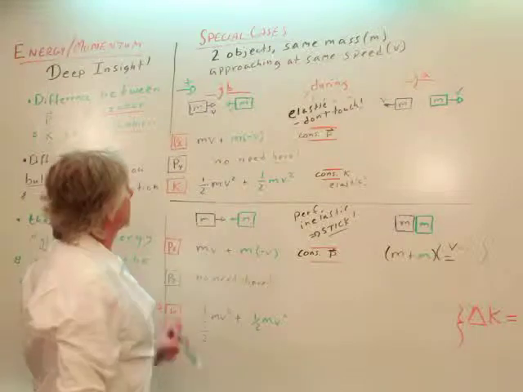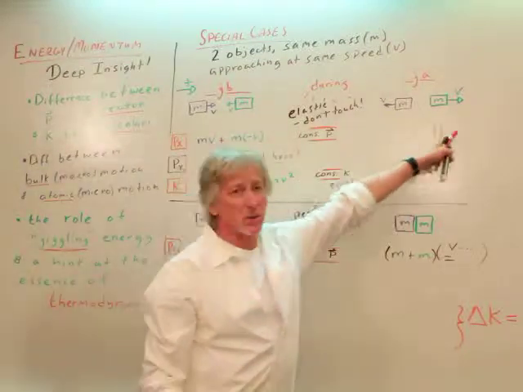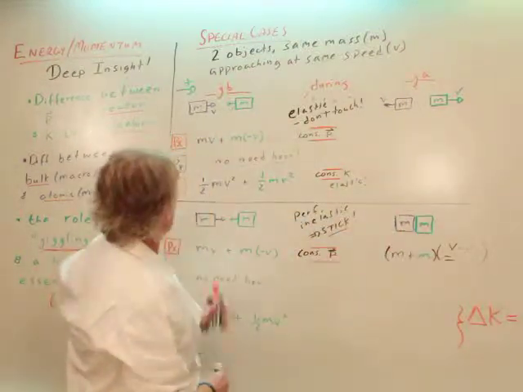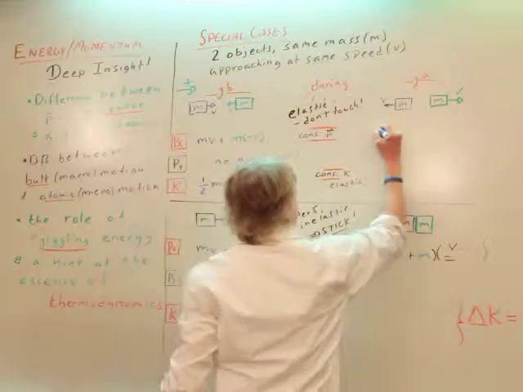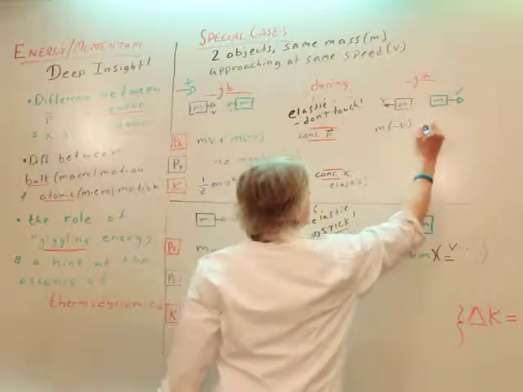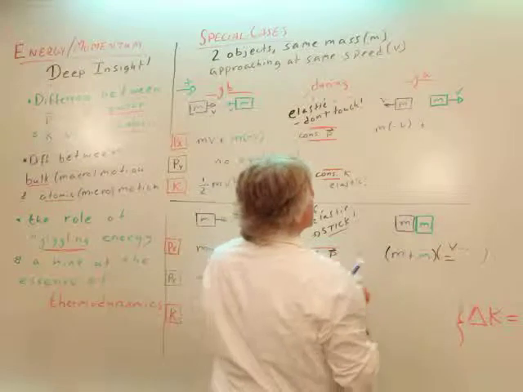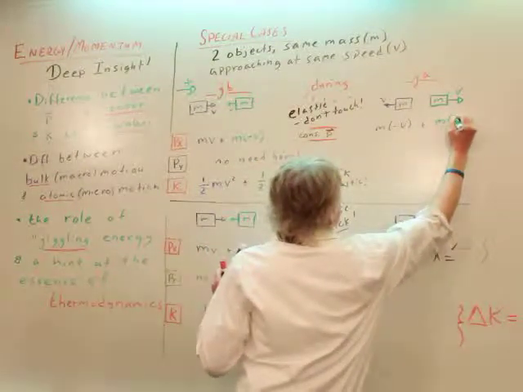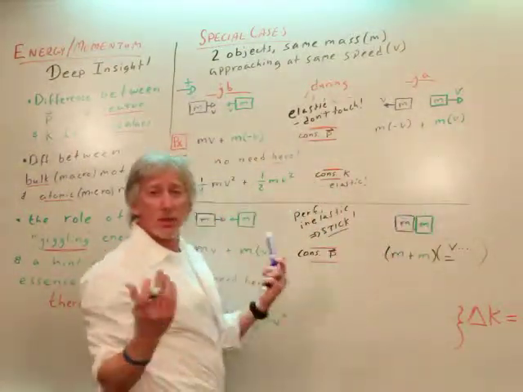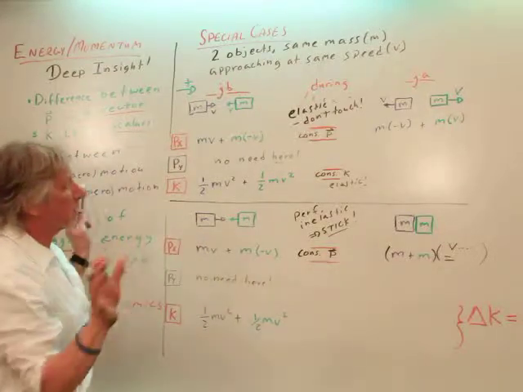So we've got this, it goes in with a certain speed and goes out with a certain speed. Okay, so what have I got here? That means that I've got m negative v plus m positive v, and that of course is 0. Cool. So conservation of momentum is satisfied.